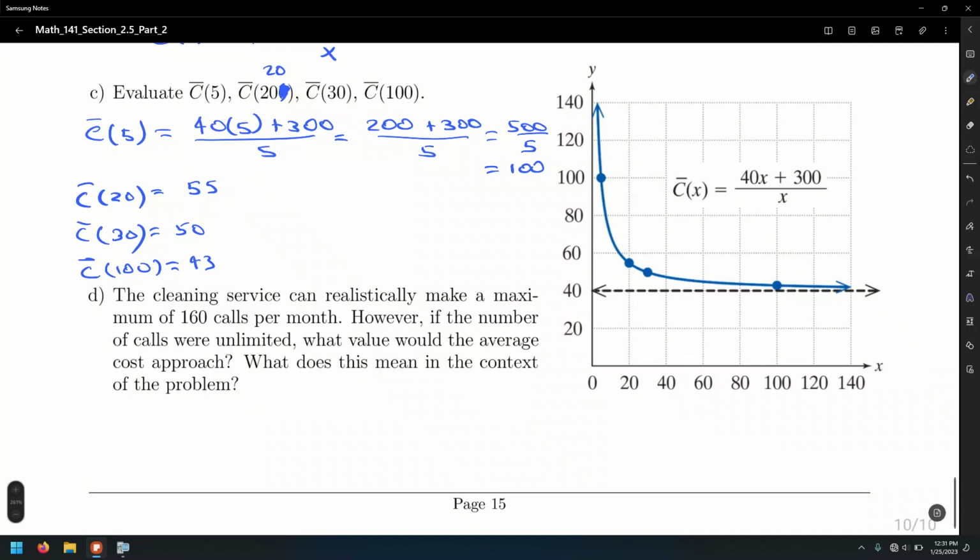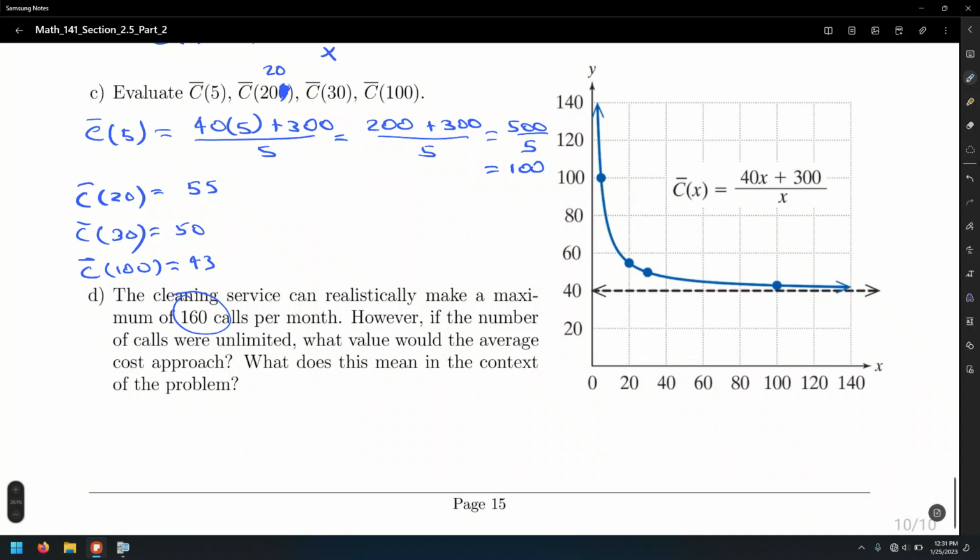Come on, that's not possible. So this is what they can do per month. So per month they can do 160 phone calls, and the thing here is, if the number of calls were unlimited, what value would the average cost approach? And what does that mean really in the context of the problem?